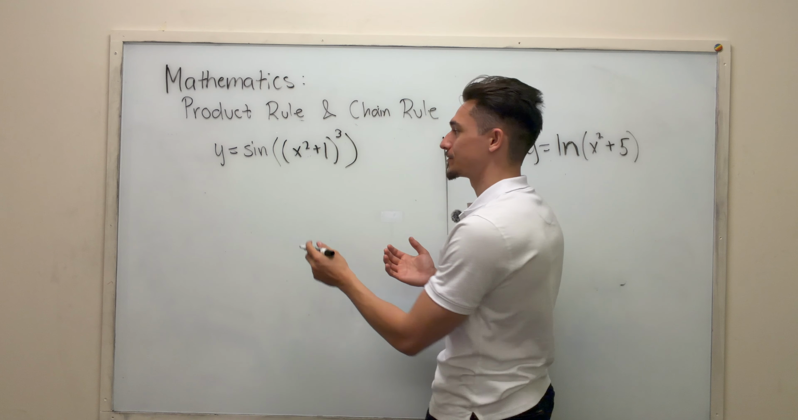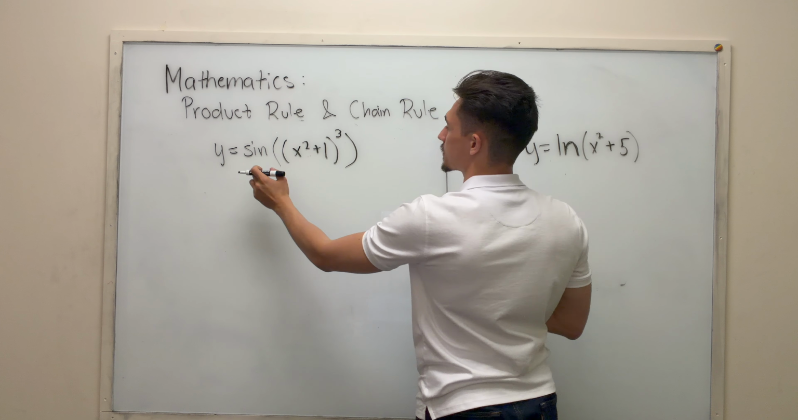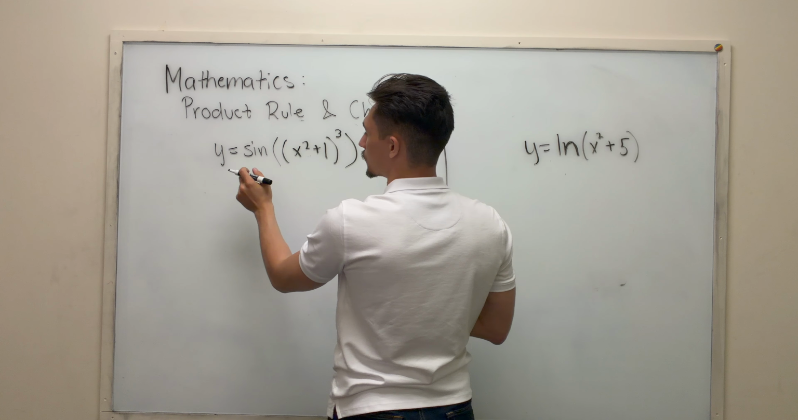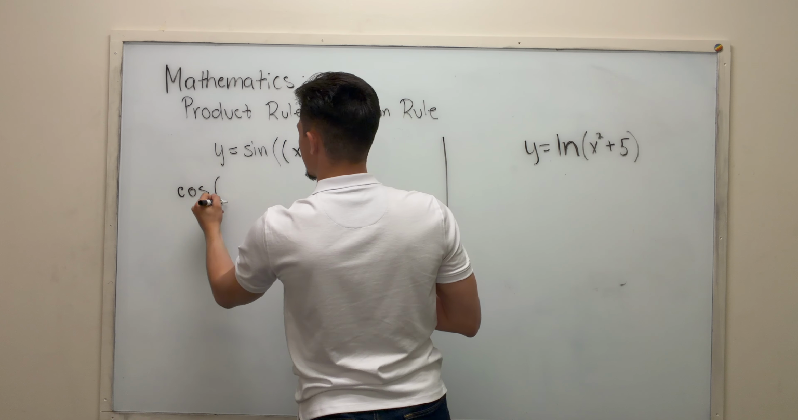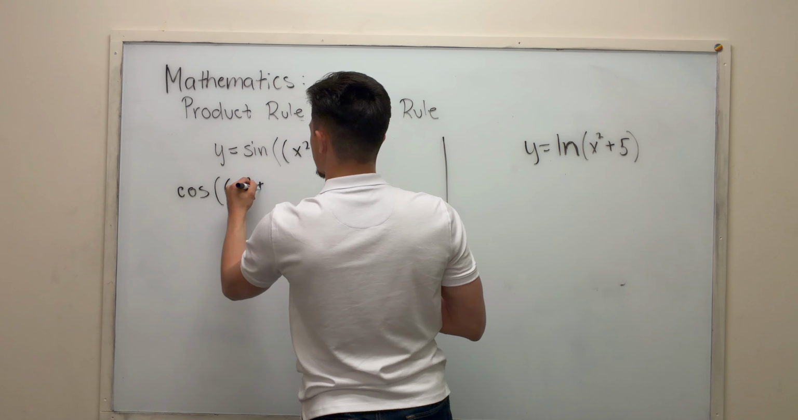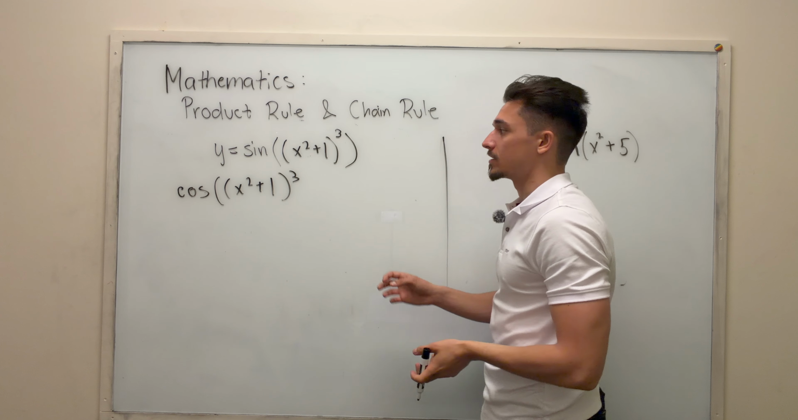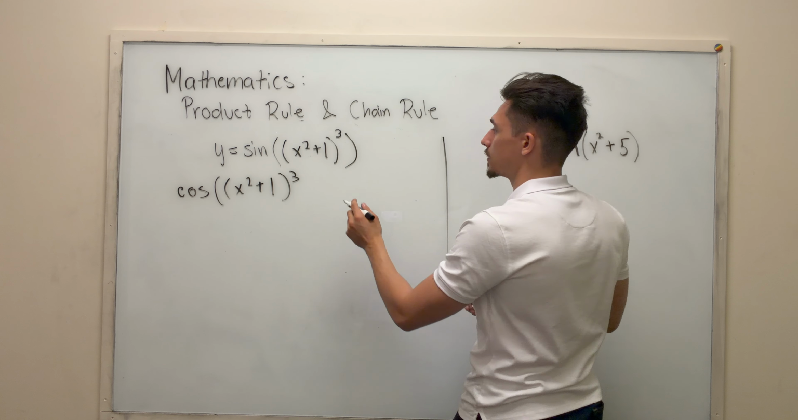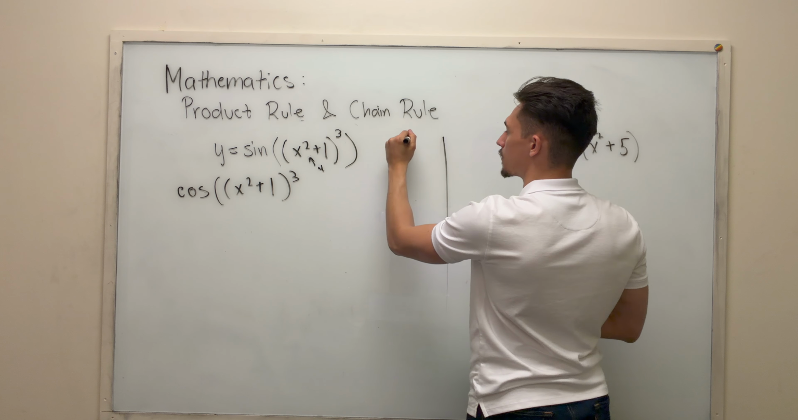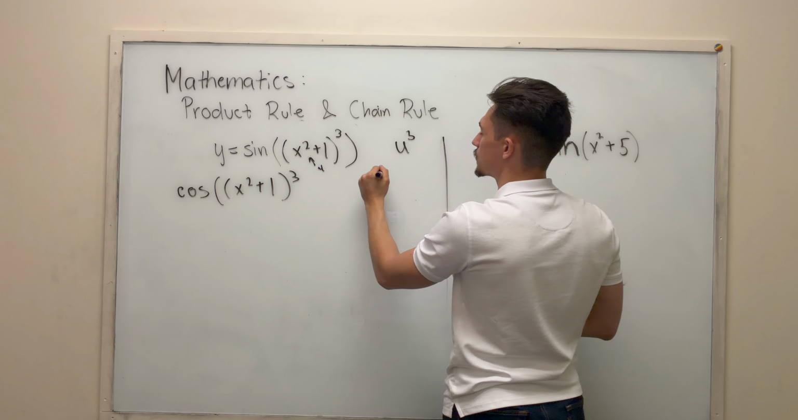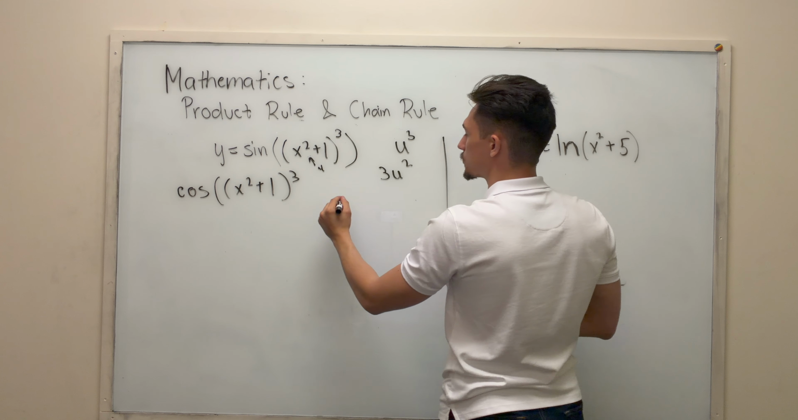So let's get started. For this one, the first thing we want to do is take the derivative of what's outside first. So in this case it is sine. The derivative of sine is cosine. So I put cosine of what's inside here, which is x squared plus 1 cubed. Then I want to take the chain rule of what's inside here. Let's call this u, for example. So u to the third, the derivative of u to the third is 3u squared. Then I plug my u into here, so I get 3 times x squared plus 1 squared.